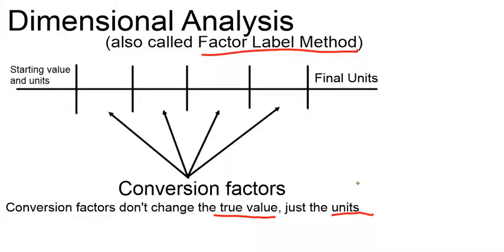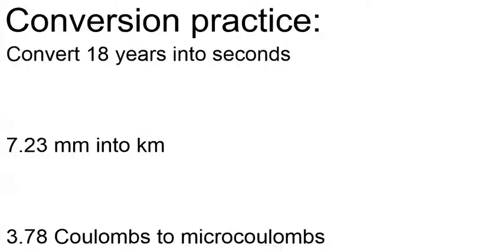And so what you want to do is think of this as a big fraction, and you want to cancel out units on the top and bottom until you are left with the final set of units that you want to end with. So I'll give you some examples of this.